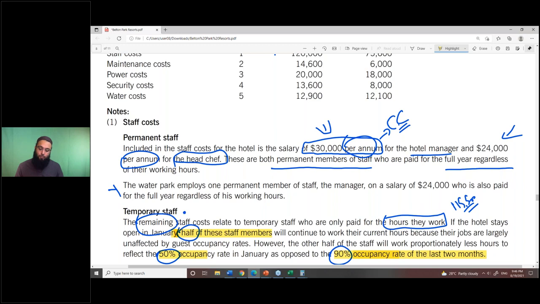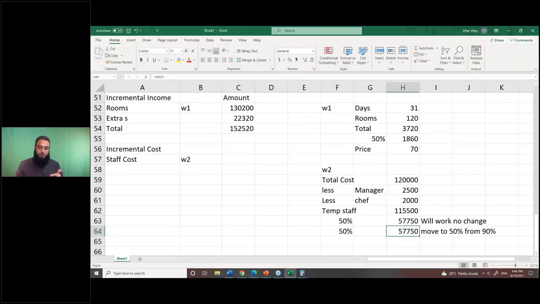So I've split the cost into two parts. The first part remains the same. The second part now needs to be shifted to 50% occupancy from 90% occupancy. So it was on 90% occupancy, and you have to bring this to 50% occupancy. So how will you do this? Okay, let me show you here. Just open a cell. This is the figure.